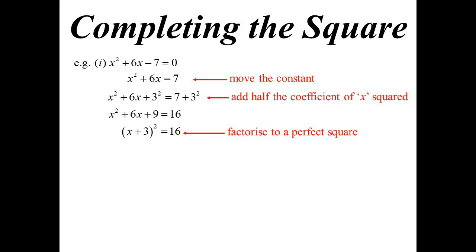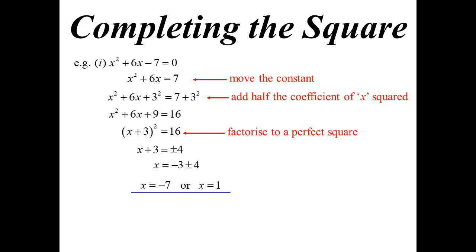All right, so the left-hand side is now a perfect square. x plus 3 squared is 16. Well, that means x plus 3 is plus or minus 4. We can move the 3 over, and in this case we can work it out. So we get negative 3 minus 4, that's negative 7. Negative 3 plus 4, and that's positive 1.